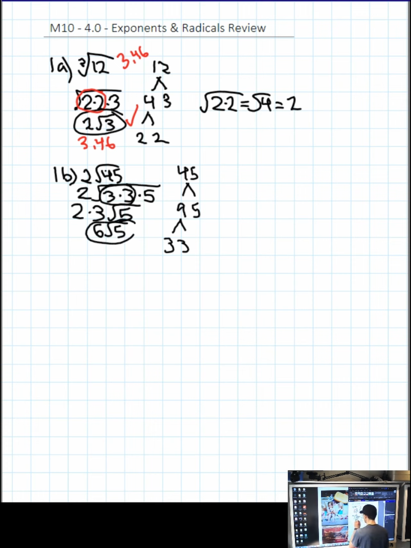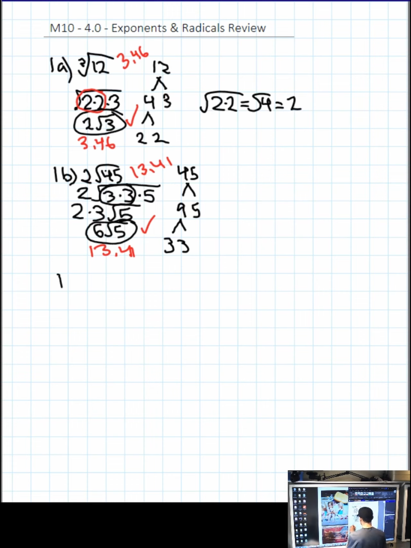Circle our answer. Then we're going to check our answer on our calculator. 2 square root 45 is equal to 13.41. And 6 square root 5 is also equal to 13.41. Therefore, we have done it correctly. Always checking your answer on your calculator to make sure that the process that you did was correct.